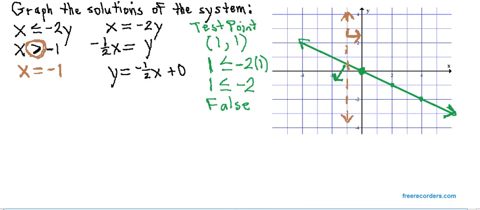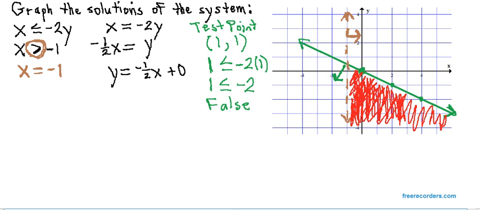And so now we're ready to shade the solutions to this inequality or system of inequalities. We want to shade all the points that are to the right of the brown line and below the green line. And so these would be the solutions to the inequality. These points are all on the correct side of the brown line and the correct side of the green line, and those would be the solutions to our system of inequalities.